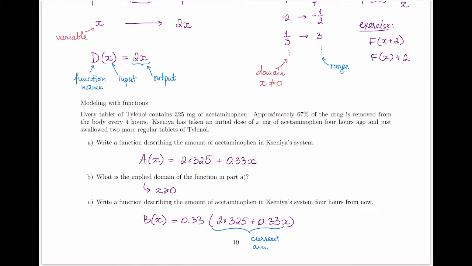And in 4 hours, I'm going to have 33% of the current amount left. Excellent. This is how one turns a verbal description of what a function is into an analytic or function notation type of the function representation.